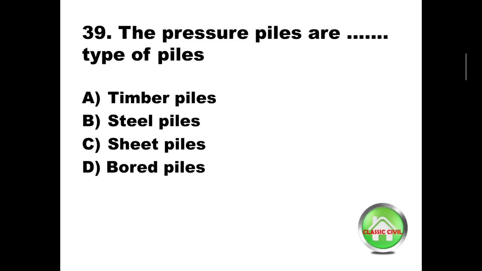Question number 39. The pressure piles are dash type of piles. Option A, timber piles. Option B, steel piles. Option C, sheet piles. Option D, board piles. The pressure piles are dash type of piles. Answer is option D, board piles.